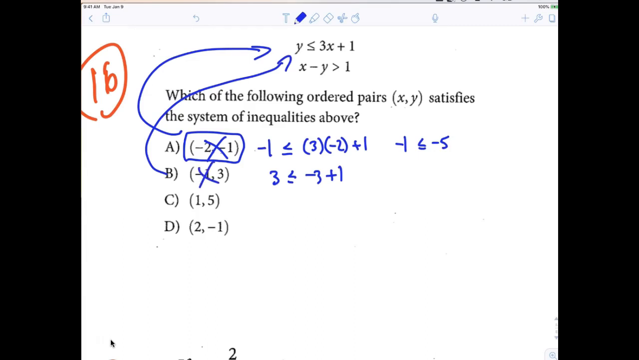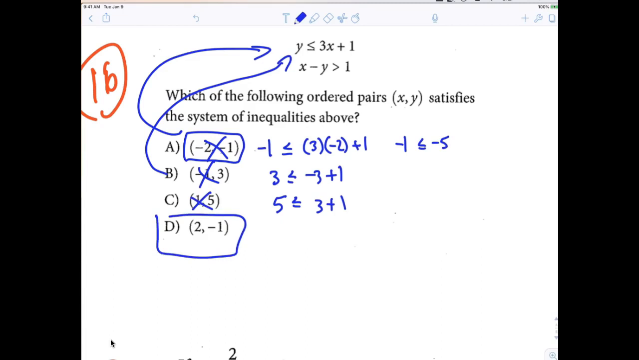So B is out. Now I'm plugging 5 in. 5 is less than or equal to 3 plus 1. Is 5 less than 4? No, there's nothing to this problem. The answer has to be D. All right?